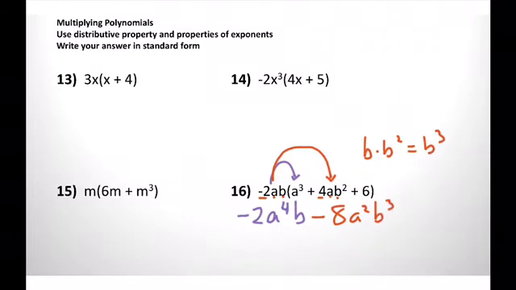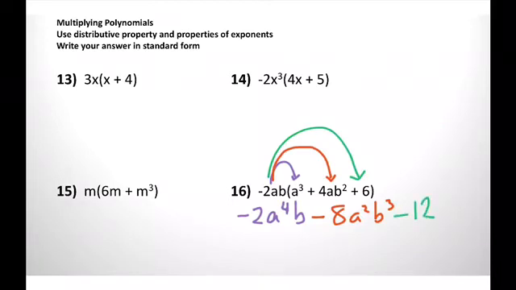Okay, and then the last term is going to be negative 2 times 6. So again, you can write plus and negative 12, or just negative 12 is probably a better way to do that, times a times b.